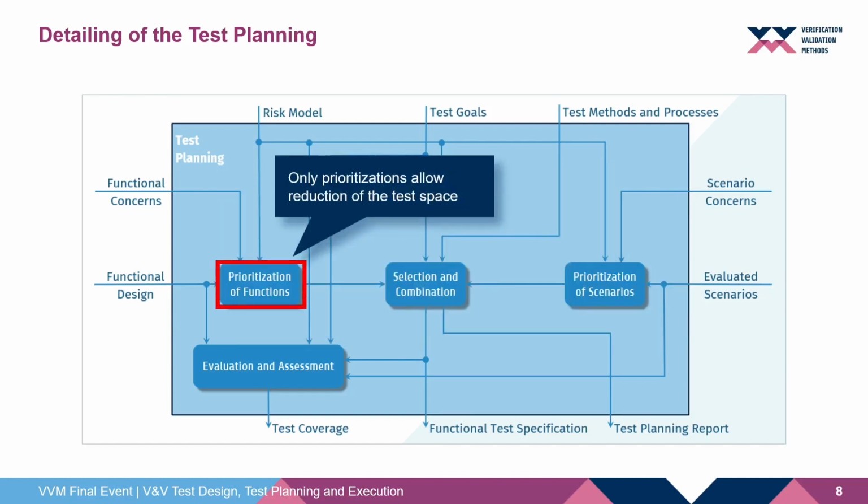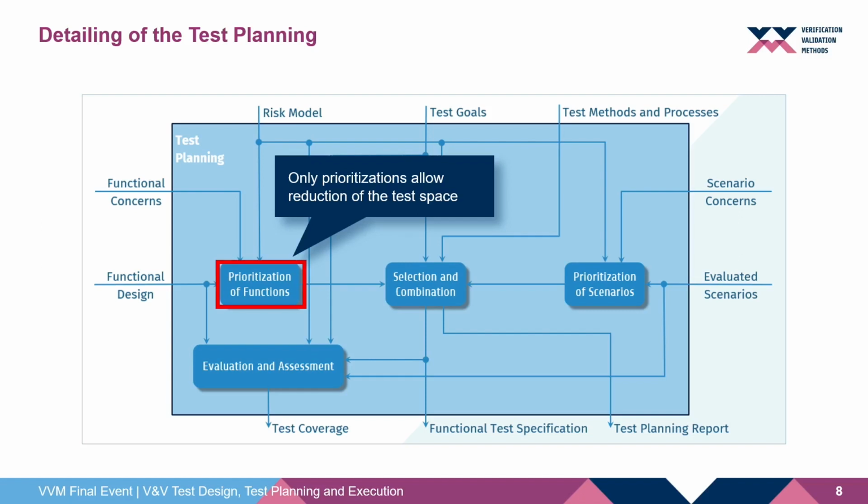Now, there are several sets of prioritization. For example, this one here. The prioritization occurs at several spots within the test planning, for example here, also on the scenarios and also in the region of the test goals. And only this prioritization enables us to finally reduce the test space at the very end.